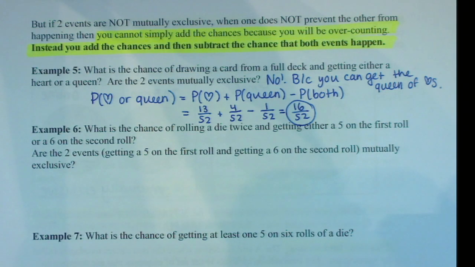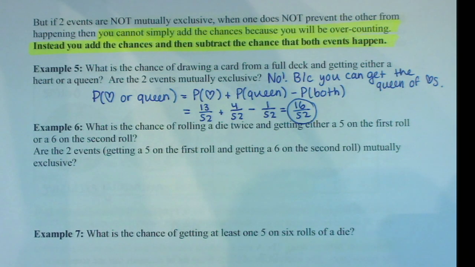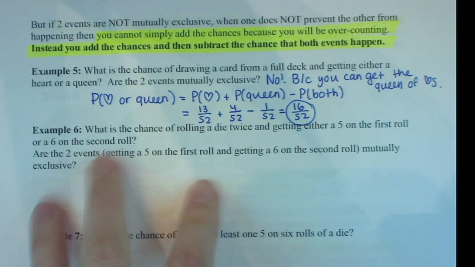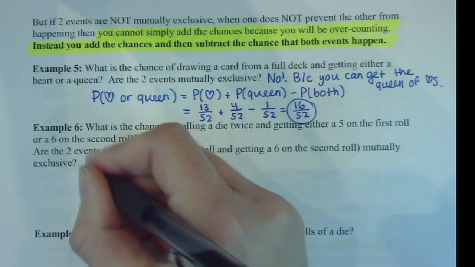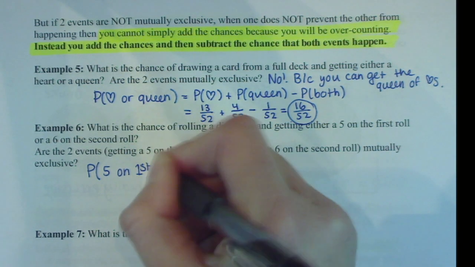And in our last couple of minutes, one last example. It says, what's the chance of rolling a die twice and getting either a 5 on the first roll or a 6 on the second roll? So we're going to go ahead and do this. What's the probability of getting a 5 on the first roll?